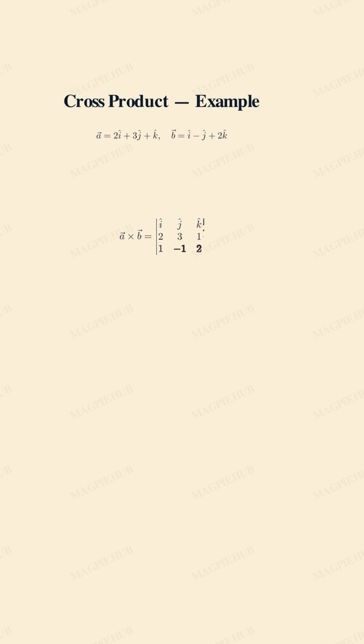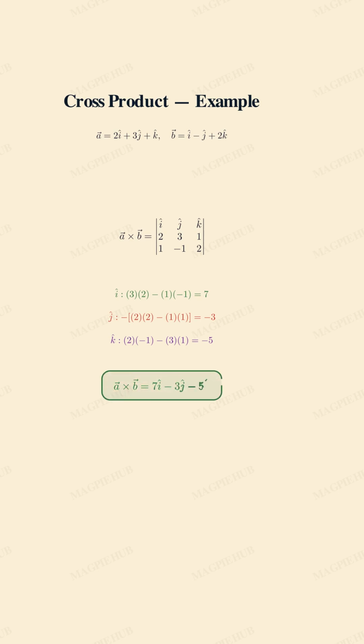Using the determinant method, I component: 3 times 2 minus 1 times negative 1 equals 6 plus 1 equals 7. J component: negative of (1 times 2 minus 1 times 1) equals negative of (2 minus 1) equals negative 1. K component: 1 times negative 1 minus 3 times 1 equals negative 1 minus 3 equals negative 4. So A cross B equals 7 I hat minus 3 J hat minus 5 K hat. The magnitude is square root of 49 plus 9 plus 25 equals square root of 83. This is the area of the parallelogram.